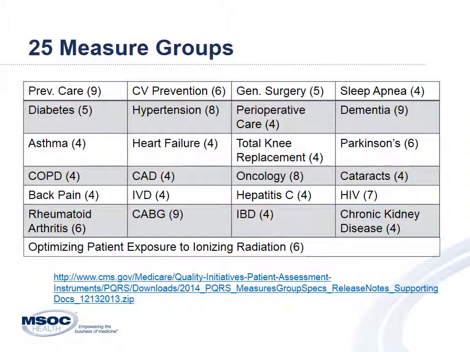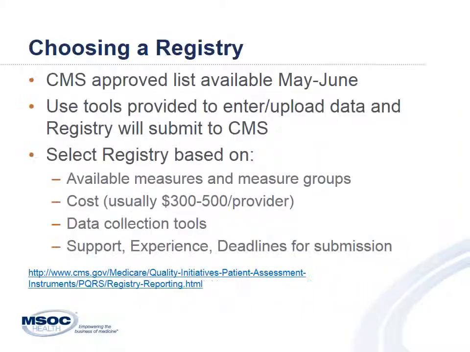If one of these seems to apply to your patient population, you'll want to carefully review the definitions and measures that are included. These can be found on the CMS website in the Measure Group Specification Manual. Next, explore registry programs that offer reporting of this measure group. The CMS website will be posting a list of 2014 approved registries around June of this year.